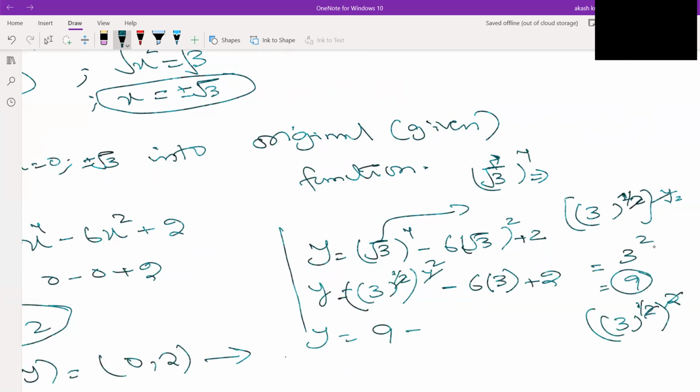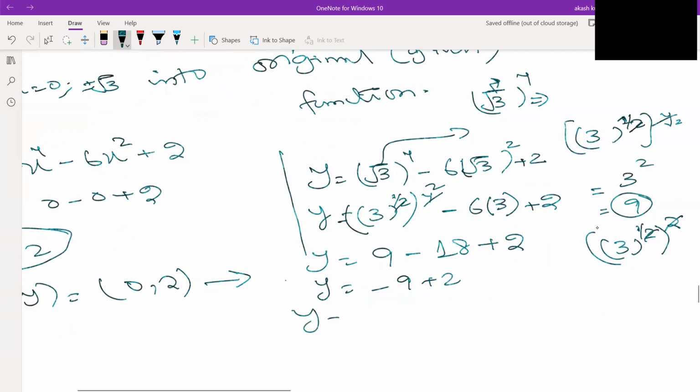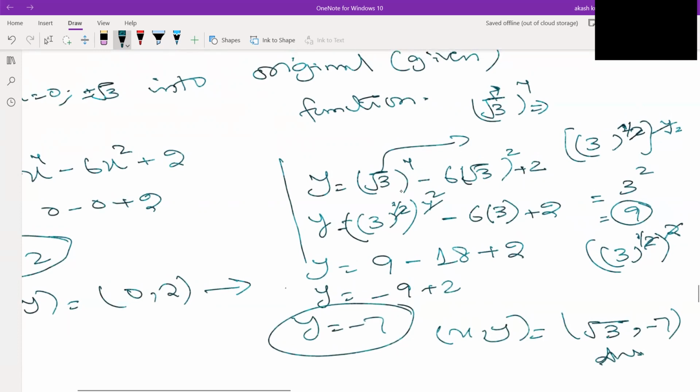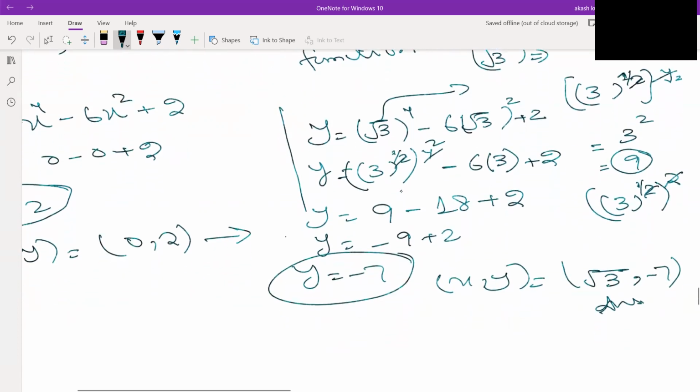Is it clear? Yes. 6 times 3 is 18 plus 2, and then y equals 9 minus 18, which is minus 9, plus 2, and y is minus 7. So our point is (x, y) equals (root 3, minus 7). And again we have to do the same for x equals minus root 3, and find the x and y coordinates of the other point. It's the same thing.